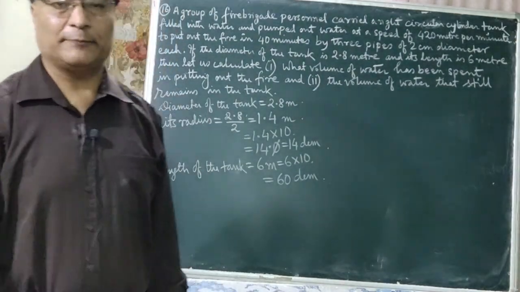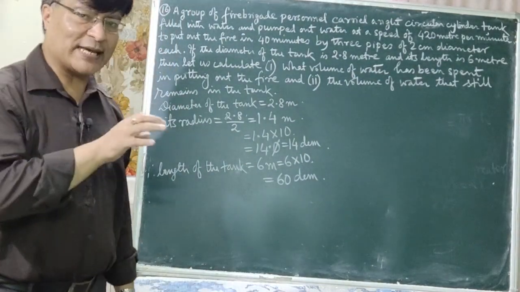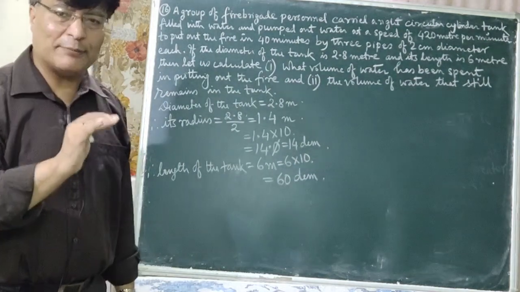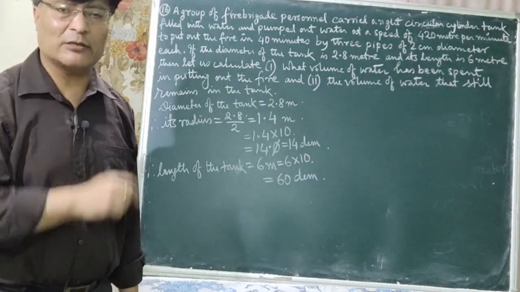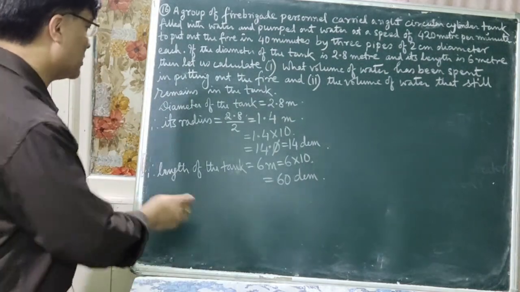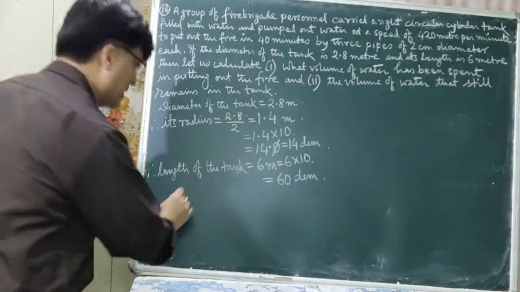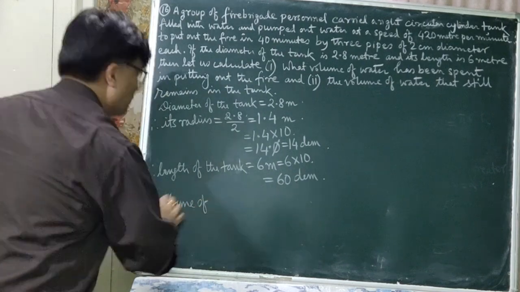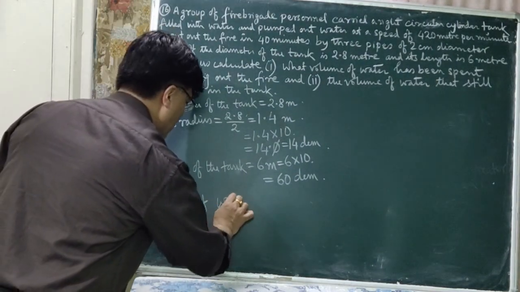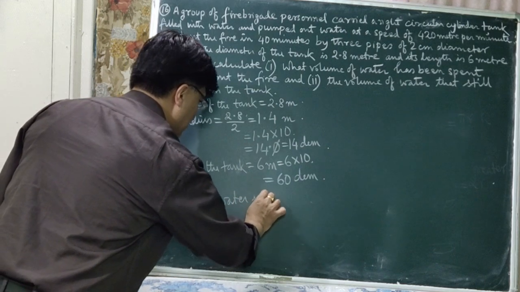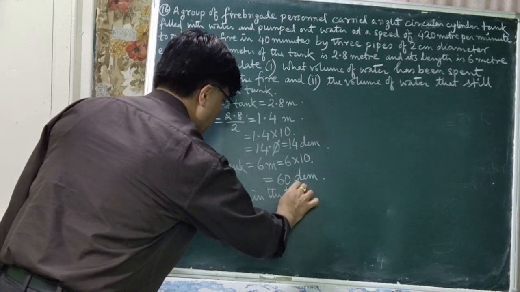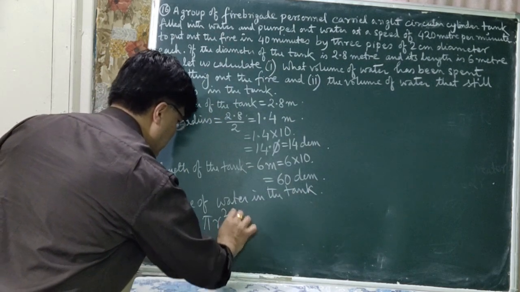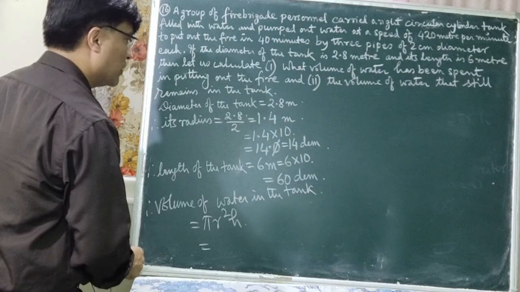So let us find out the volume of water in the tank. The water in the tank is filled in the shape of the tank, a right circular cylinder. So what is the volume of water in the tank? It is pi r square h. Therefore, volume of water in the tank is equal to pi r square h.